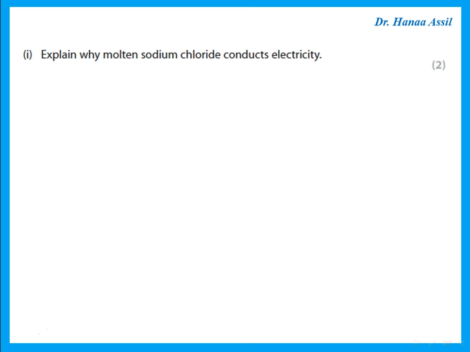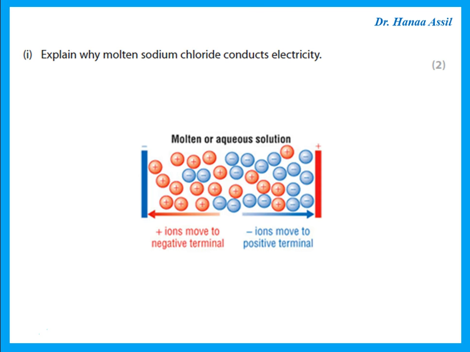We said, why does it have to be molten? Because when it is molten, the ions are free to move. So ions are free to move when molten. If he says, why doesn't it conduct electricity when it's solid? That's because when it's solid, the ions are fixed or they are not free to move.